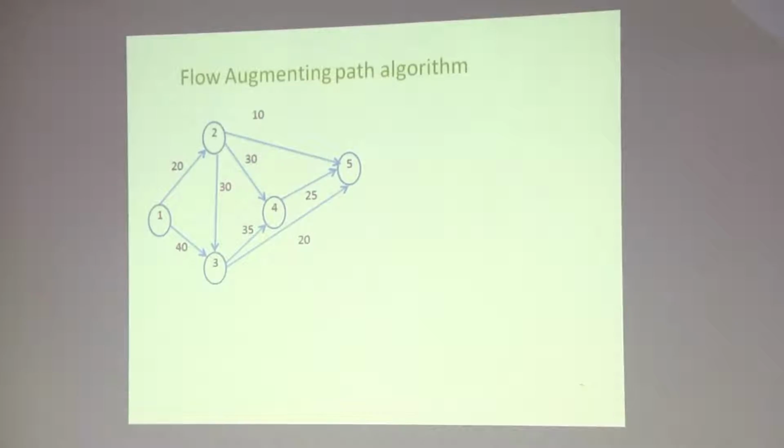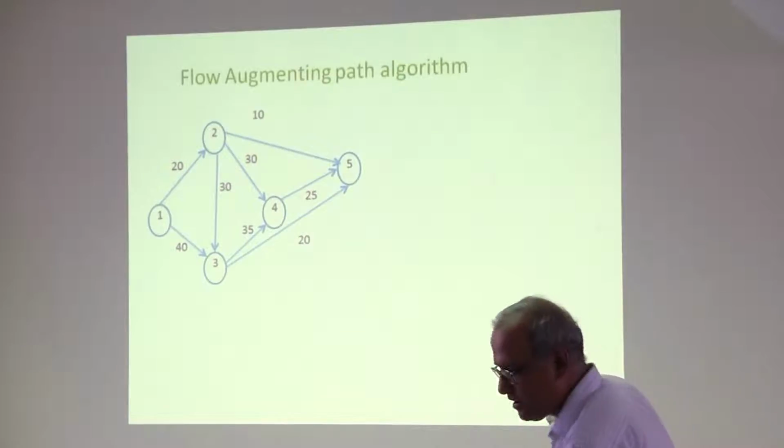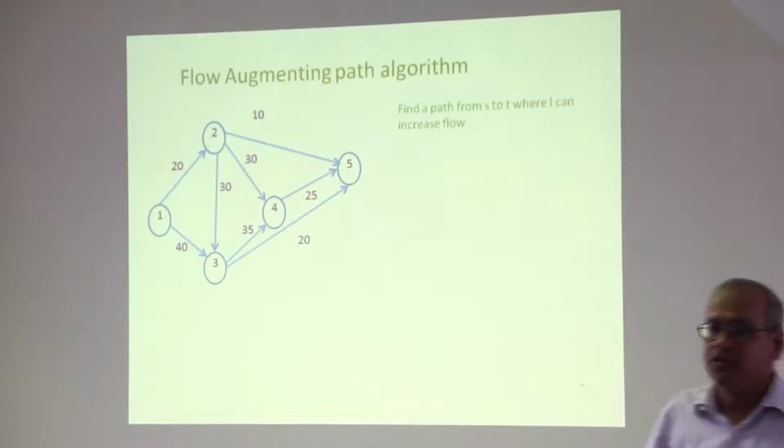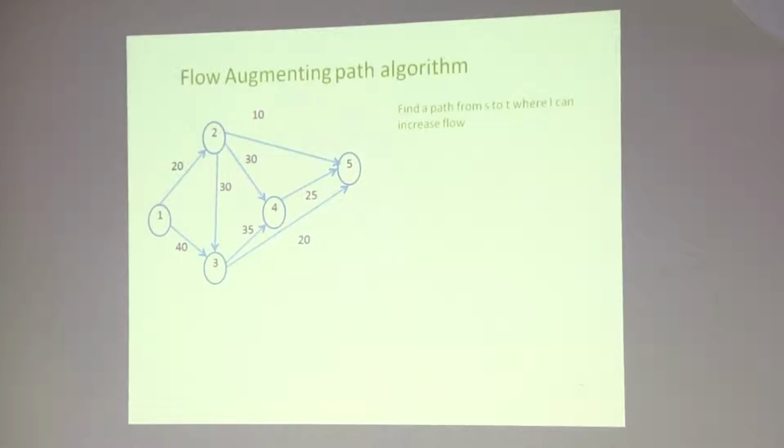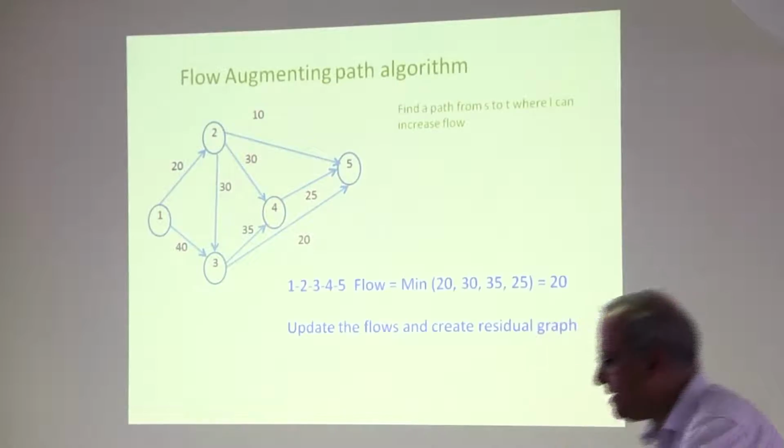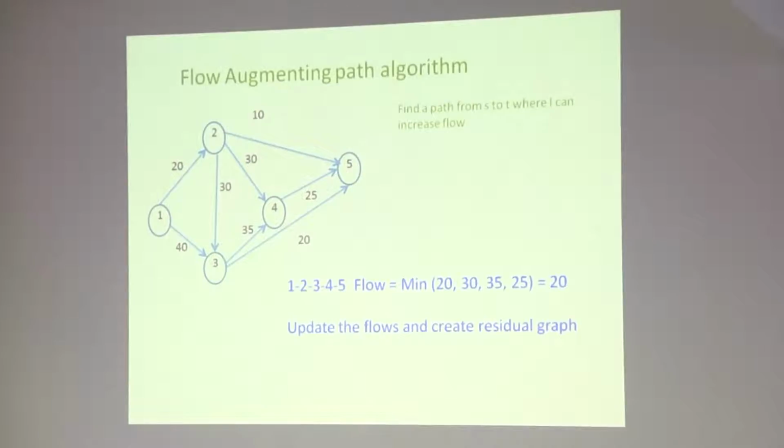But let's do it one at a time. Since I don't know the network, I am checking whether 1, 2, 3, 4, 5 is a path or not. 1, 2, 3, 4, 5 looks fine. So find a path from S to T, source to sink, and I can send flow on it. So the first one is I take 1, 2, 3, 4, 5 as a path.